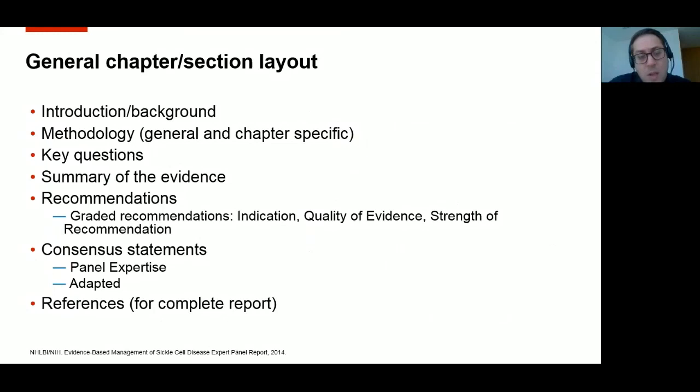The chapters themselves are very well structured in terms of going into the background. Again, repetition of the methodology of development of recommendation in case there was anything specific for a specific aspect of management beyond the general methodology. And then there are key questions that are laid out by the authors, summary of evidence, and then the recommendation, as I mentioned, the graded recommendation in terms of indication, quality of evidence, and strength of recommendation, and consensus statements when the evidence is not enough for official recommendations.